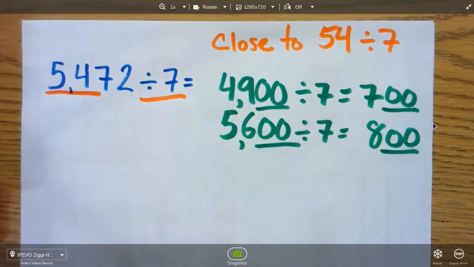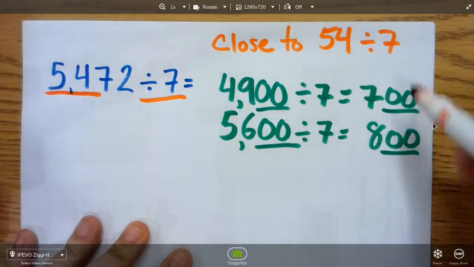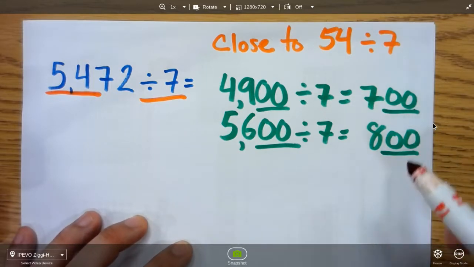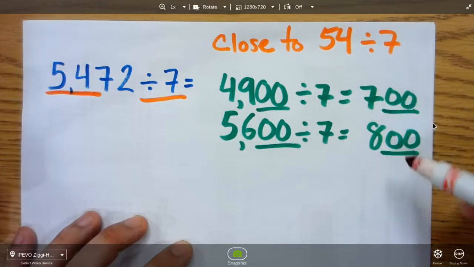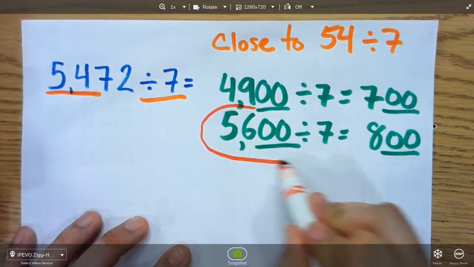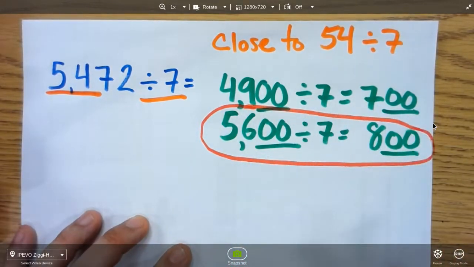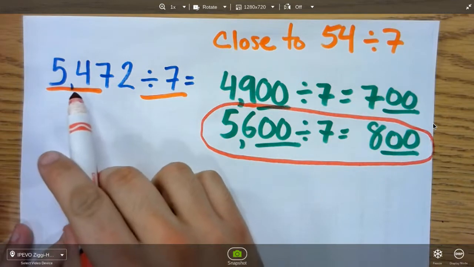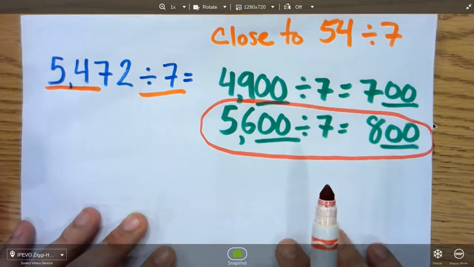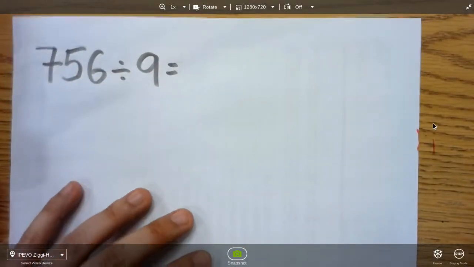And when I look right here, I know that 5,472 is pretty close to 5,600. So that's telling me that of these two, sometimes you're going to be asked to find two possible estimates that the real answer is in between. And if that's the case, I've done that. My estimated quotients are between 700 and 800. But if it asks you for just one estimate, I'd have to go with this estimate as being the closest possible one, because again, 5,472 is much closer to 5,600 than it is to 4,900.